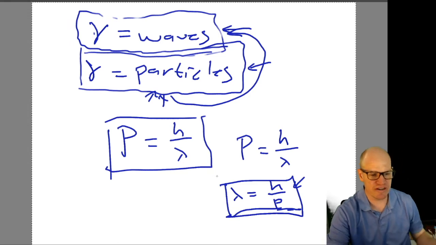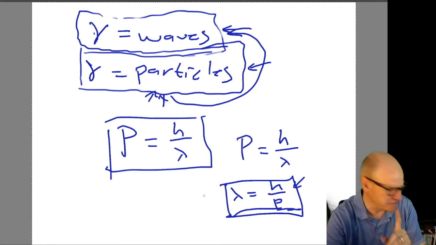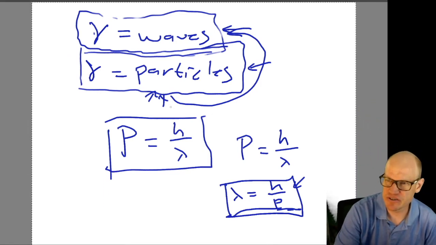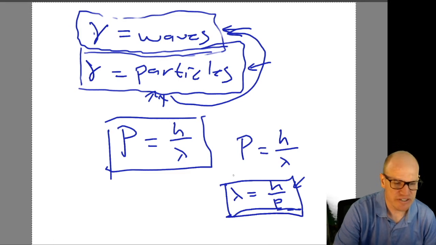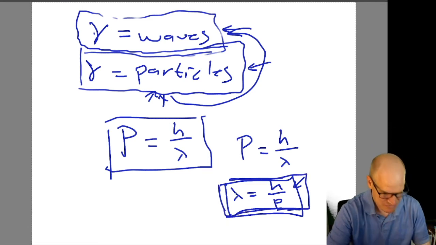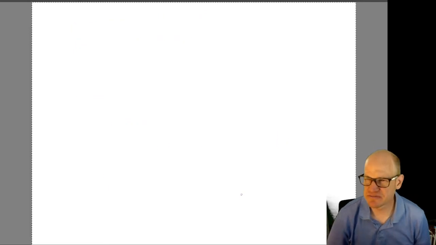The question is, wouldn't that mean that all particles are waves as well? And the answer to that is yes, all particles are indeed waves. All particles satisfy the wave equation. So basically you take an electron, you find its momentum, you put it into this equation, that gives you the wavelength. So let's see what kind of things we're talking about here.